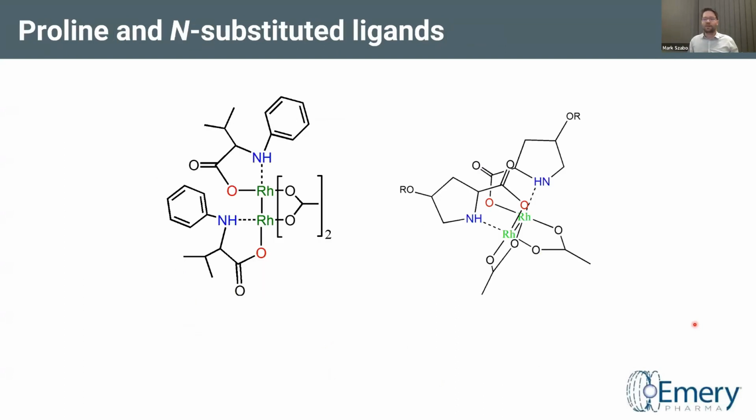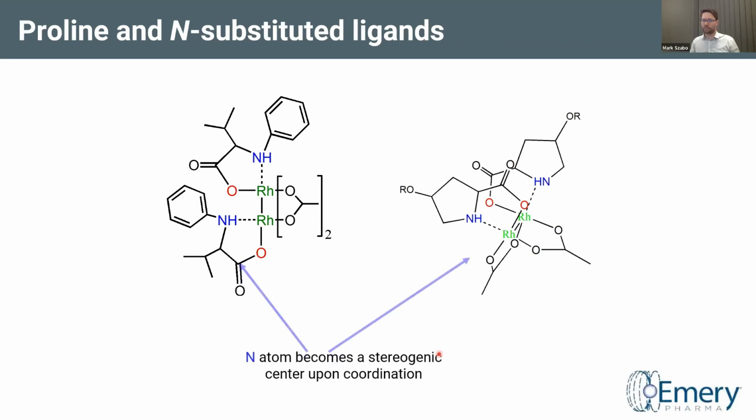But the amino acids we used were either N-substituted or proline amino acids, meaning that when these are coordinated to the rhodium core, not just the rhodium core becomes chiral, but also the nitrogen atom. Meaning that I have to figure out the configuration of the rhodium core and the nitrogen atom, knowing the configuration of the amino acid.